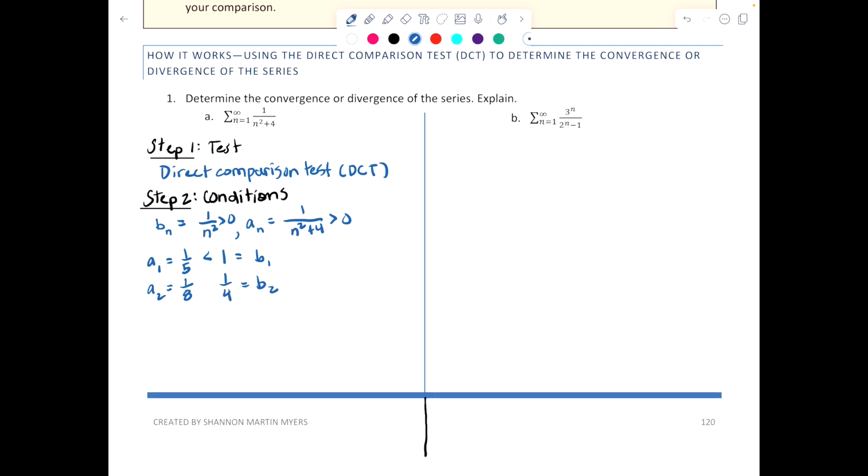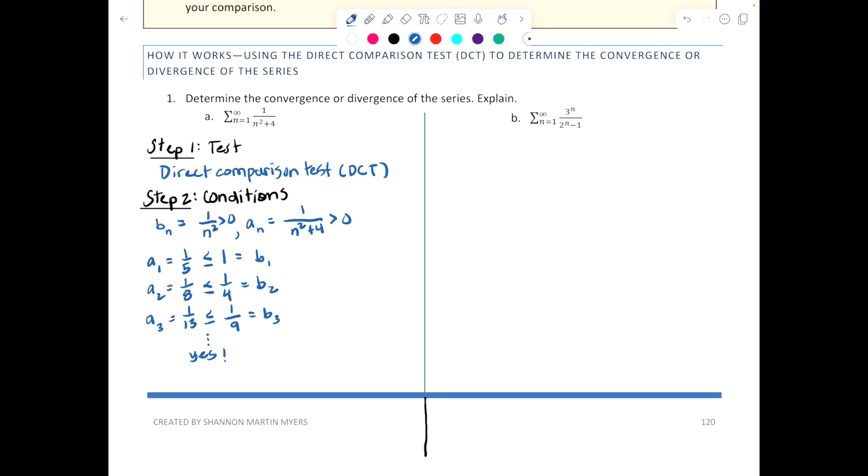And so that's certainly less than or equal. And I think this will continue, right? Because you keep adding 4 to a sub n, which is going to make that denominator smaller. So we have a3 will be 1/13, which will be less than or equal to 1/9, which b3 is. And that'll go on and on. So yes, that is true.